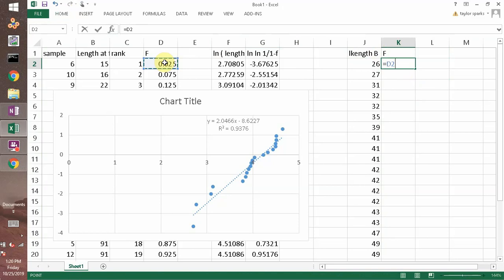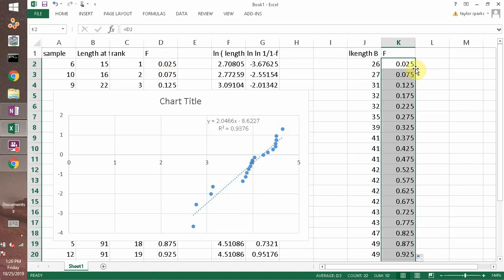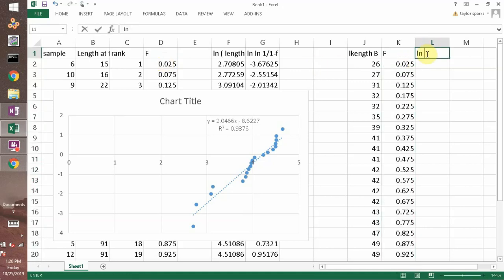Minus 1/2 divided by all the samples. So this is no different. We can just use the same values for F, right? No different. Natural log of 1 over 1 minus F. That's all the exact same, right? Because it only depended on F, and if F was the same, that's the same.